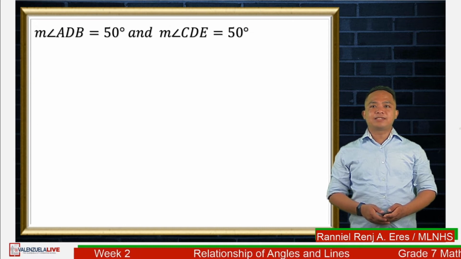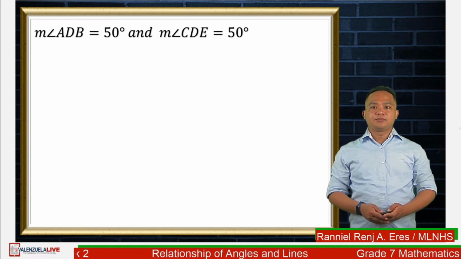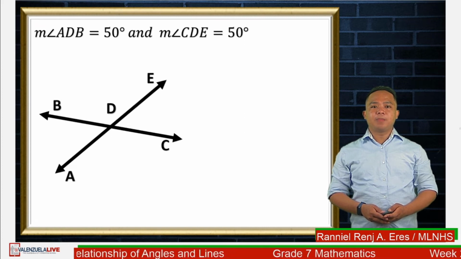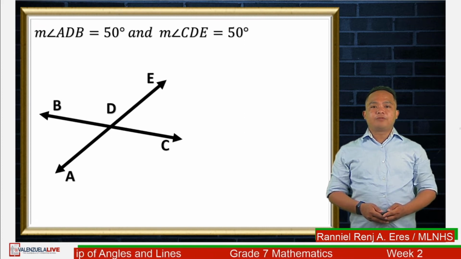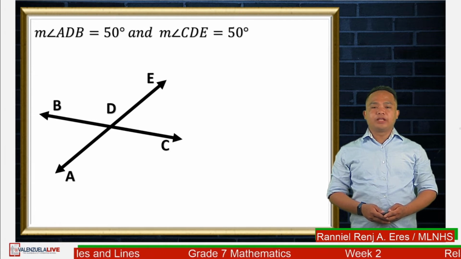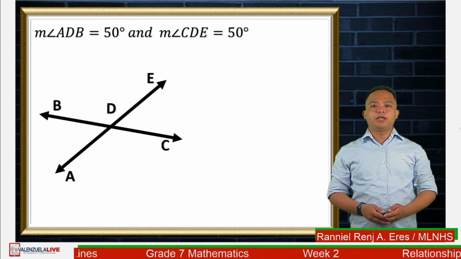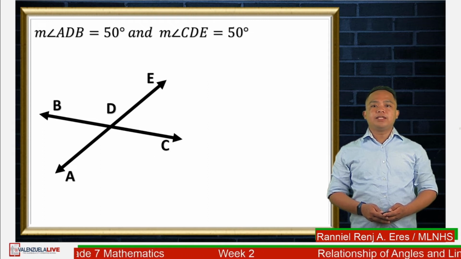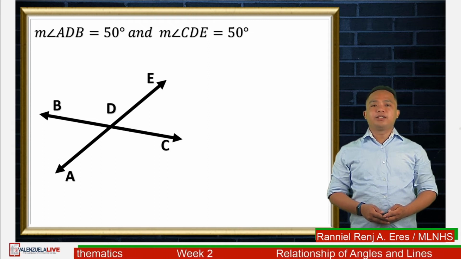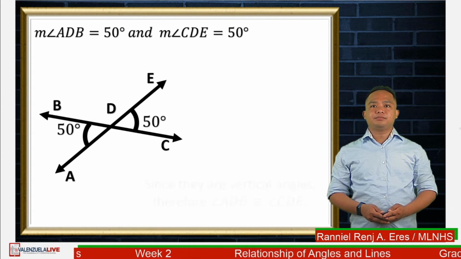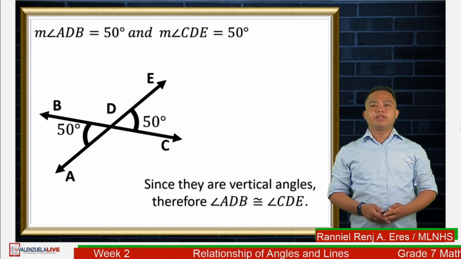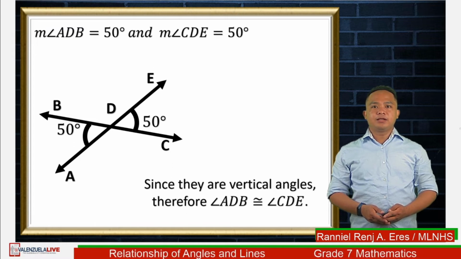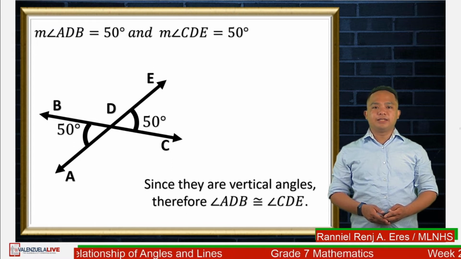Let's analyze the given example. So we have, again, line AE intersects line BC at point D and forms opposite angles. Wherein the measure of angle ADB is equal to 50 degrees and the measurement of angle CDE is also equal to 50 degrees. Since they are vertical angles, therefore, angle ADB is congruent to angle CDE.